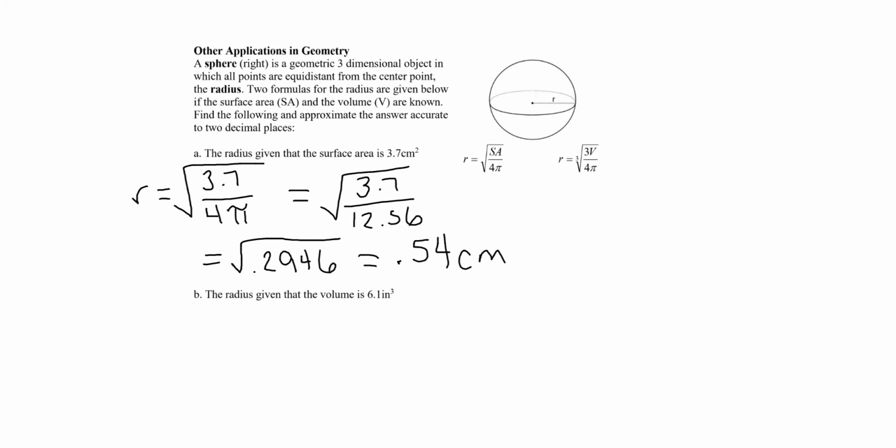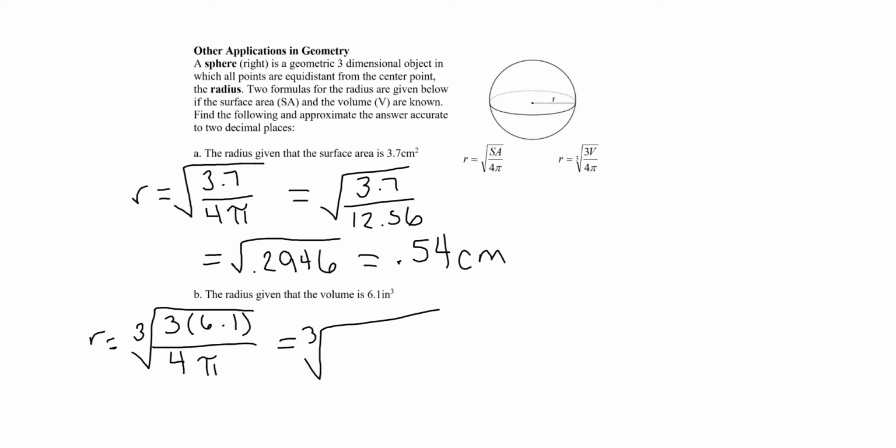For the next one, we're going to find the radius given the volume. So I'm going to use the second formula. And here, I have to find the cube root of 3 times the volume, and my volume is 6.1, because that's what they gave me, all divided by 4 pi. So again, from the other problem, we know that 4 pi, when we use 3.14, is 12.56. When I do 3 times 6.1, I get 18.3.